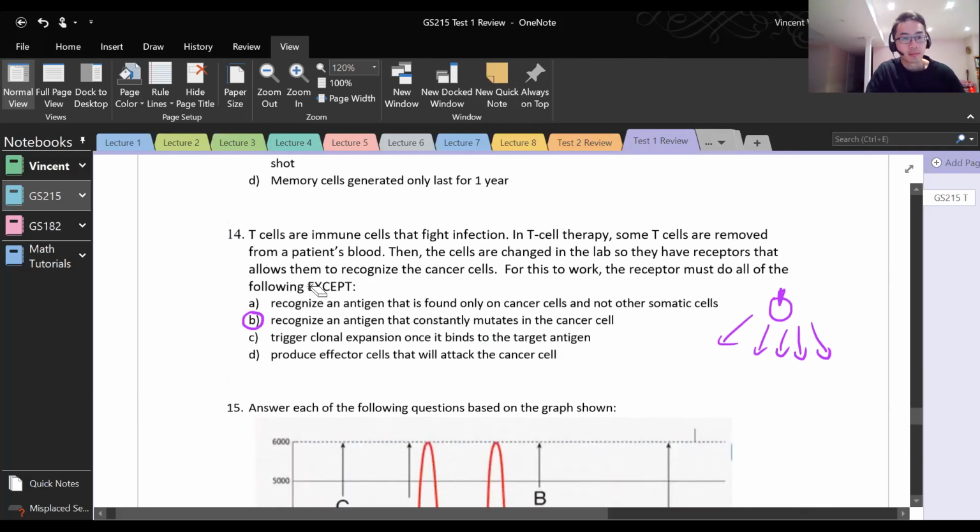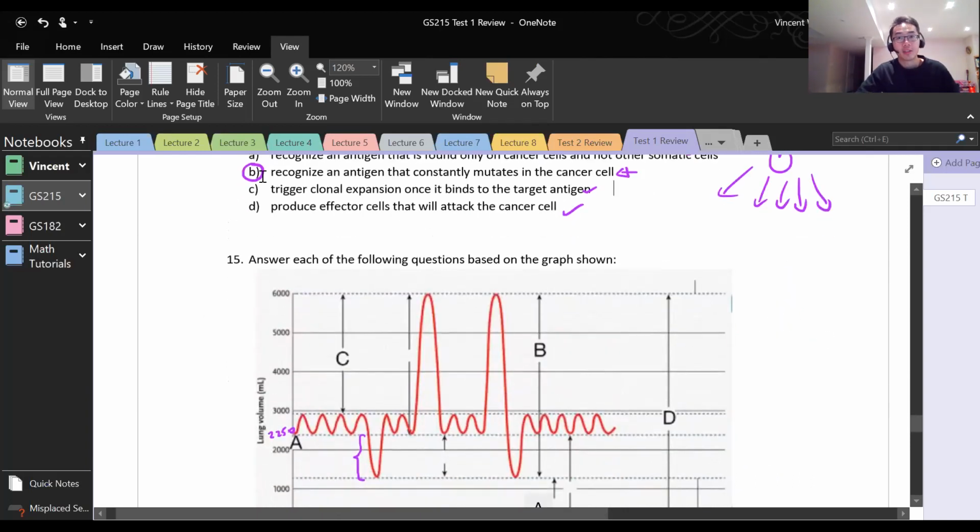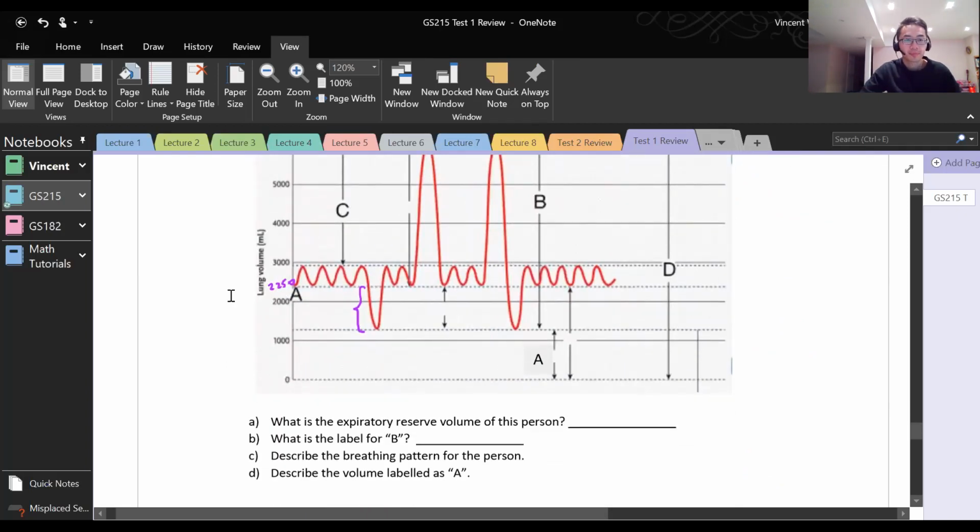Okay, what was the answer for 14? For 14, the answer is B. Right? This is the exception. We needed to do this, but we cannot make it do this. Okay, because if it keeps on mutating, it's impossible to have one antibodies for it, right? It would be ideal if we could do it, but we can't.